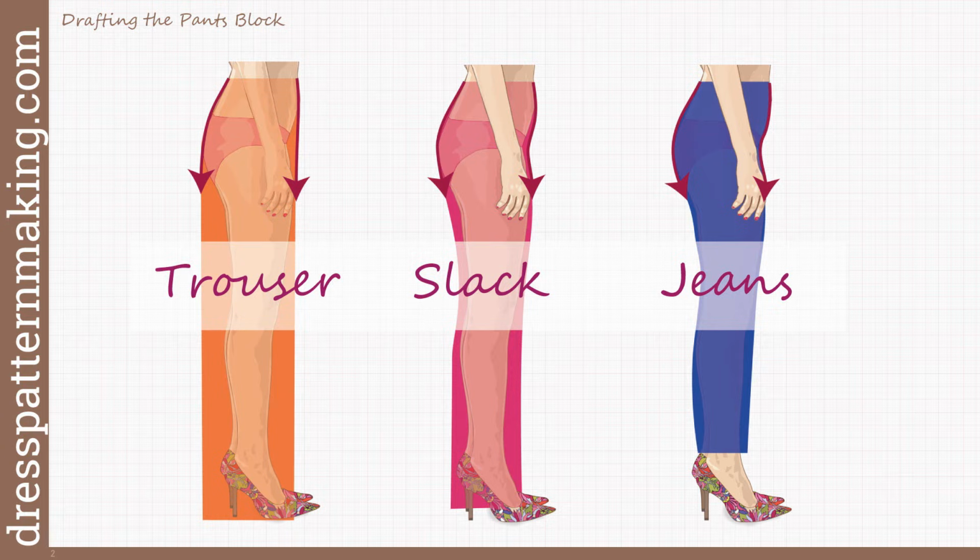In the middle, I've indicated the shape of slacks. They are more fitting, following the curve of the body, but still have about 2.5 inches ease in the upper thigh. Jeans are closer fitting and cup under the bottom. They usually have between 1 and 2 inches ease in the upper thigh. My instructions in these videos are for drafting slacks. If you want a trouser block or a jeans block, you can always create them from the slack block rather than drafting them from scratch.